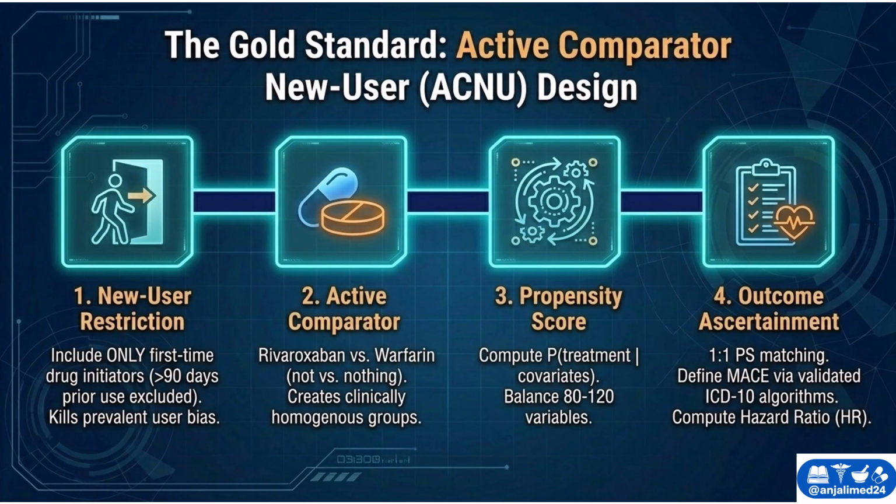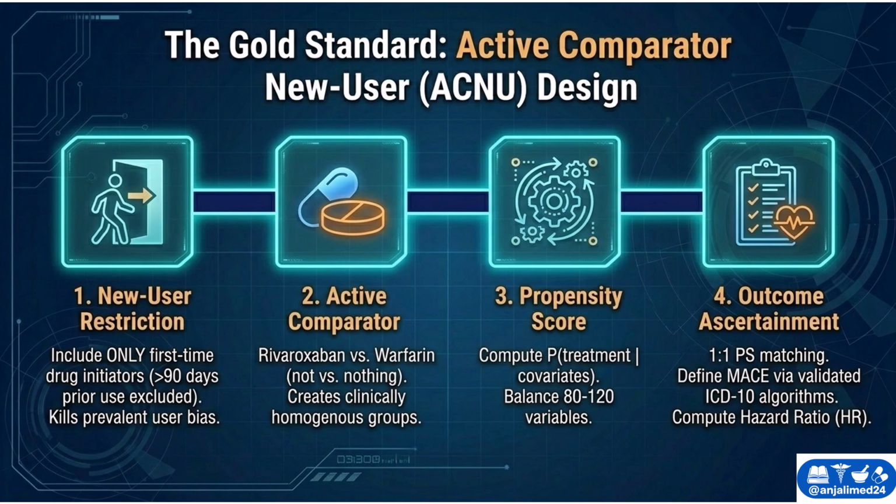So, what does a better observational study actually look like? This is the gold standard approach in comparative effectiveness research, the active comparator new user, or ACNU, design. Step 1, new user restriction. We include only first time users of each medication and exclude anyone with recent prior exposure. Why? Because this removes the prevalent user bias and ensures the follow up begins at a clinically meaningful starting point.